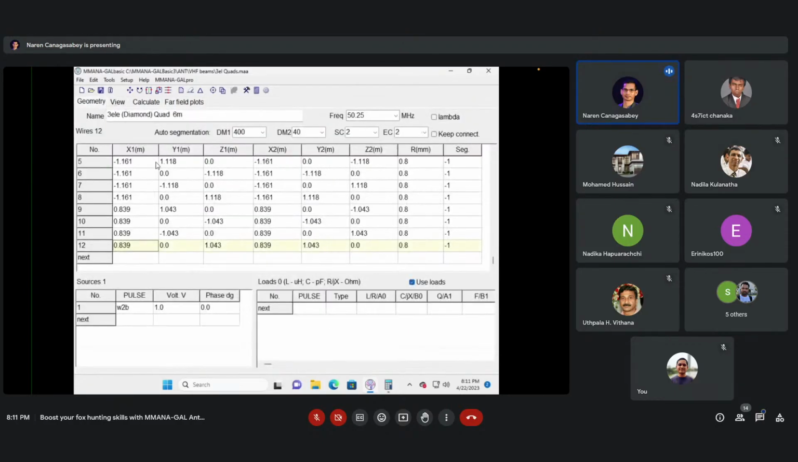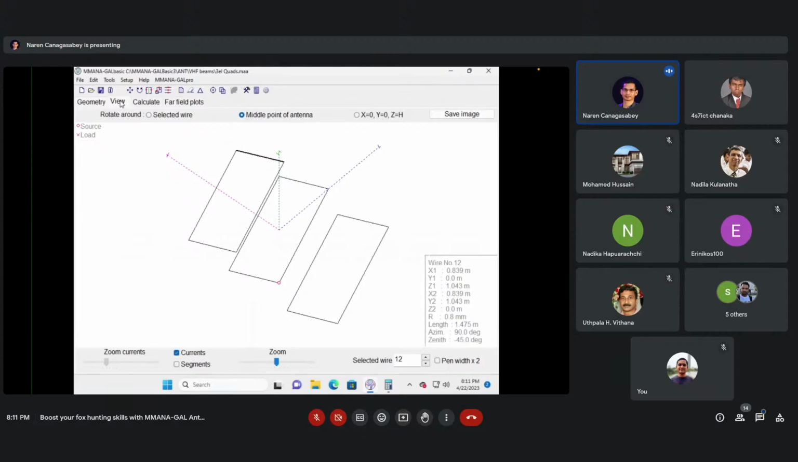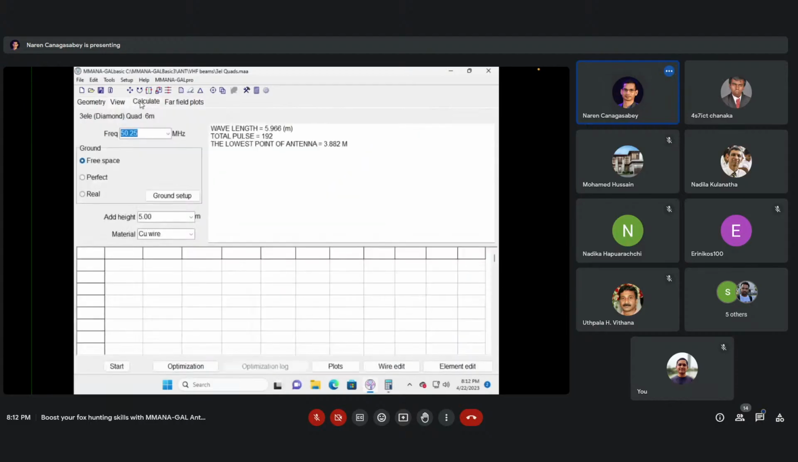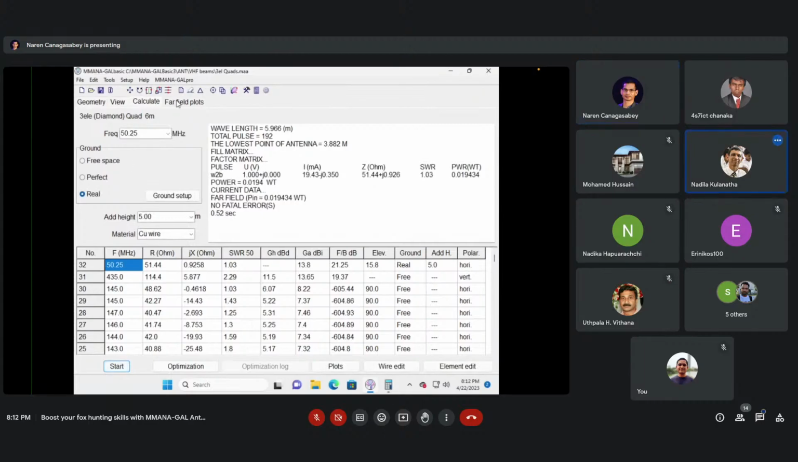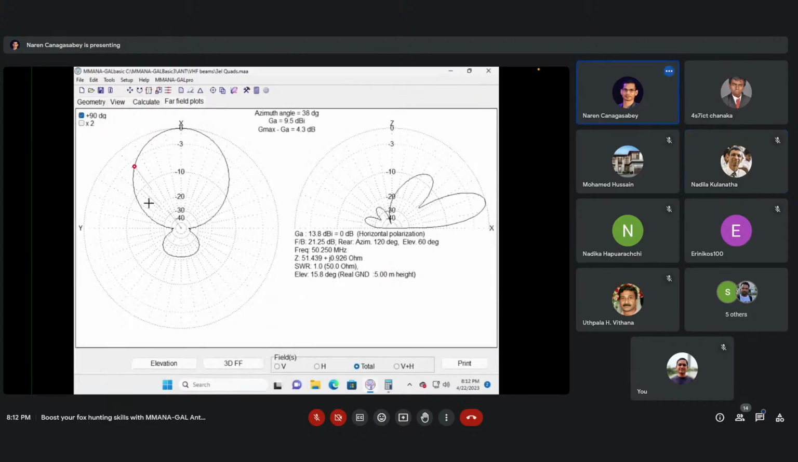Understood. And the only thing is, Nadila, as with a cubical quad, you can't do a 50 ohm direct match because the impedance is somewhere around 150 to 200 ohms. So you need to have a matching system if you are going to transmit. Right, so something like a transformer. Definitely. Understood. So you can see the pattern here.